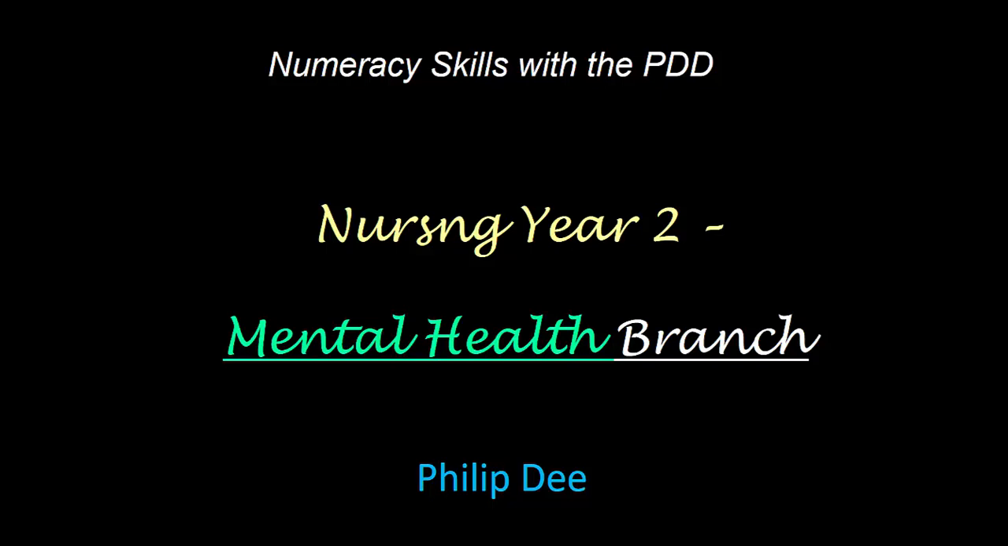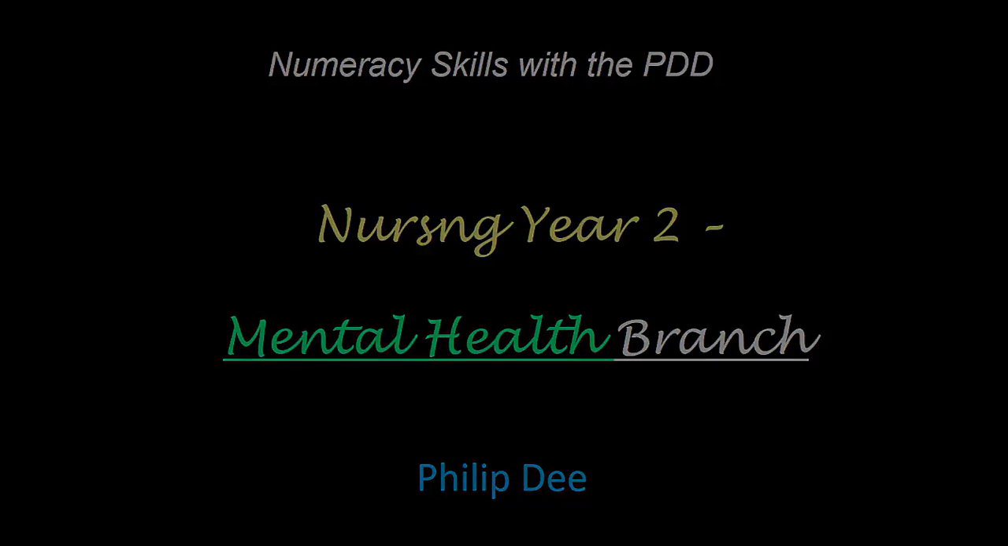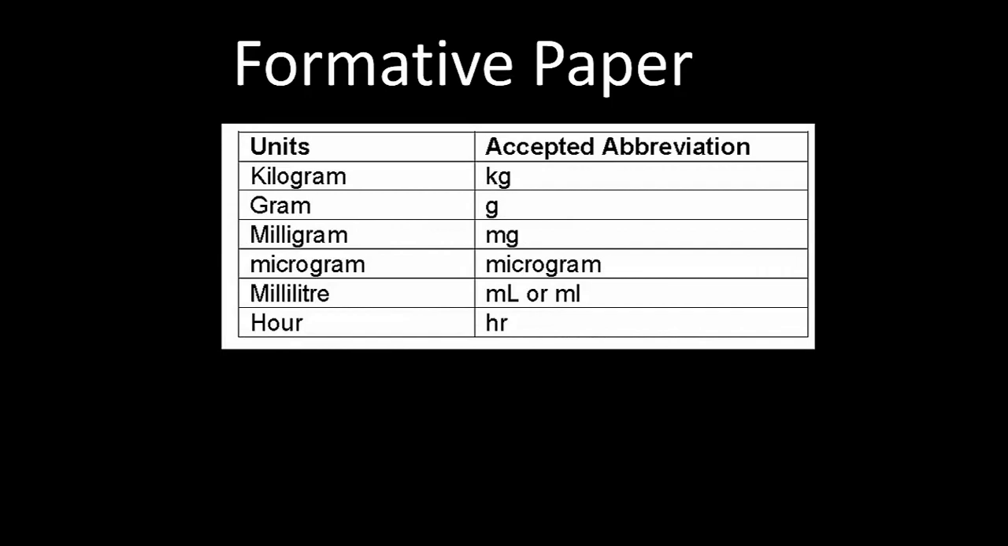Hi there, this is going to be a walkthrough of an entire 10 question paper aimed at the typical Nursing Year 2 Mental Health Branch numeracy exam. Now, first thing we need to think about is for each question we need to ensure we add the correct unit or label. Here are some common units and their accepted abbreviations. Ensure that if you are going to abbreviate your units that you use these abbreviations and no other.